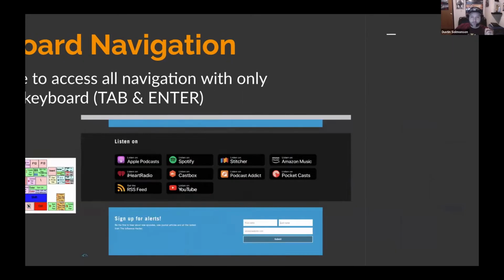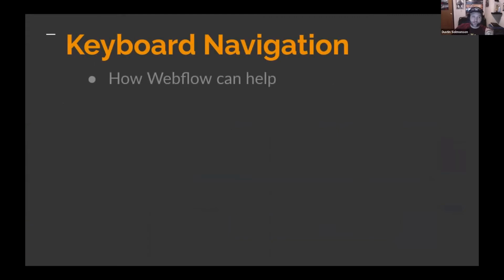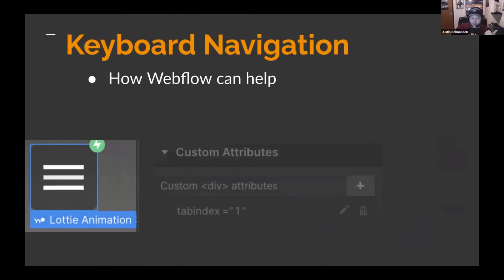But sometimes you will have elements such as a Lottie animation or object that you set up an interaction on. And when you tell the interaction, oh, on click, it does this. So in this case, this is to open up a pop-up menu. But the problem is this isn't registered as a link. So when you're tabbing through, this isn't going to be focusable. Really simple way to fix that in Webflow.